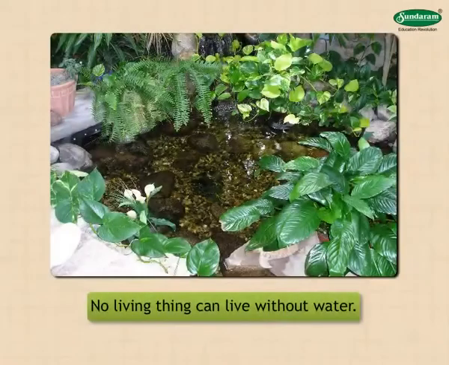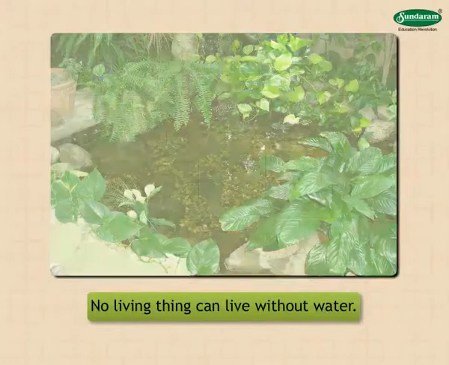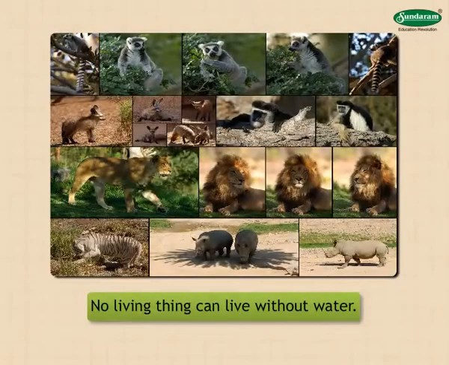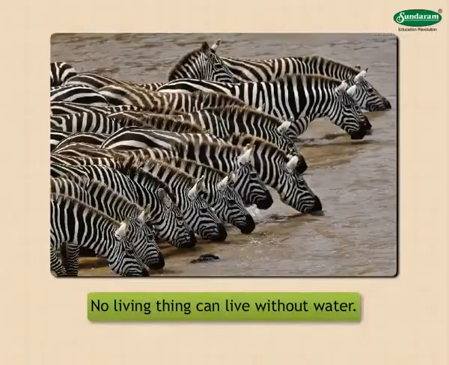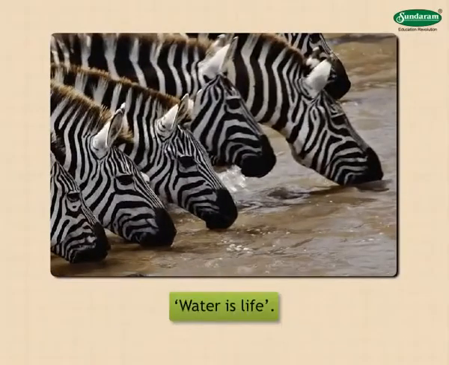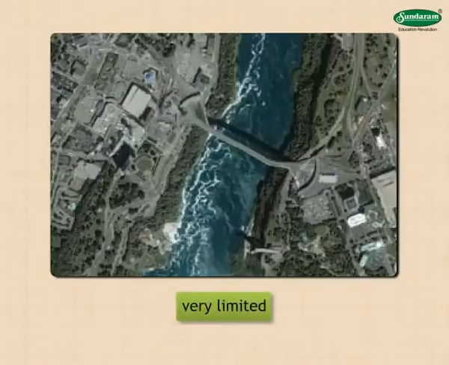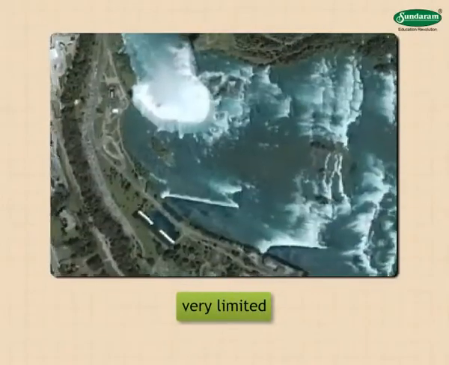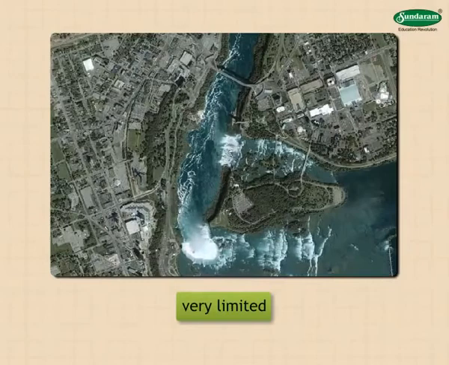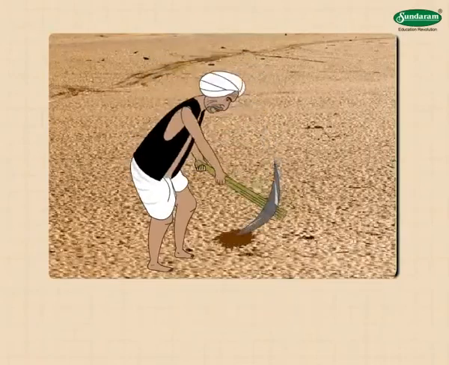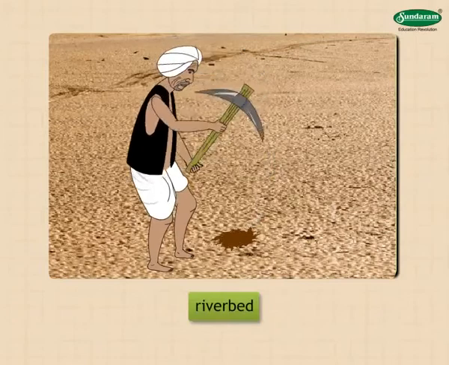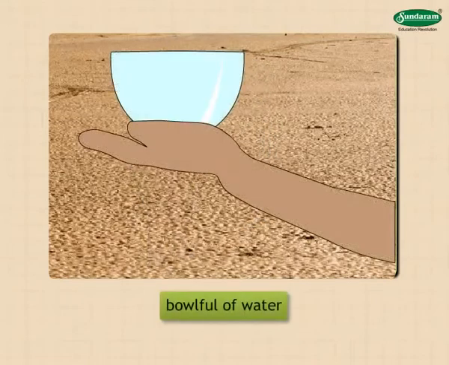Water. No living thing can live without water. Water is an extremely valuable resource. It is said that water is life. The proportion of potable water on the Earth's surface is very limited. Besides, day by day it is decreasing. There are times when a dry riverbed has to be dug up for a bowl full of water. That is why it is so important to save water.